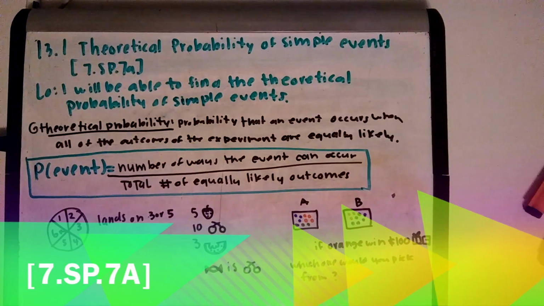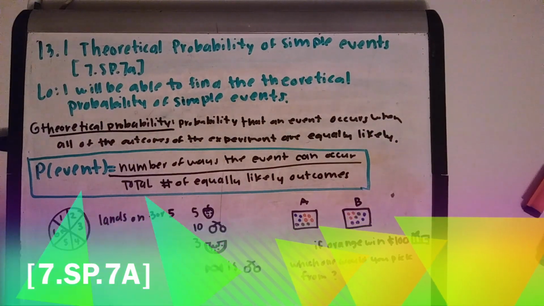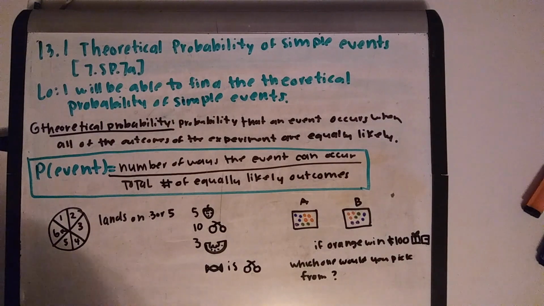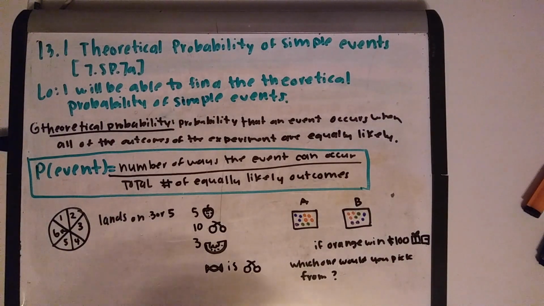Okay, so 13.1, theoretical probability of simple events, is your standard for statistics and probability, and being able to find the theoretical probability of simple events with 80% accuracy or higher is your goal. Okay, given the practices, the independent practice.